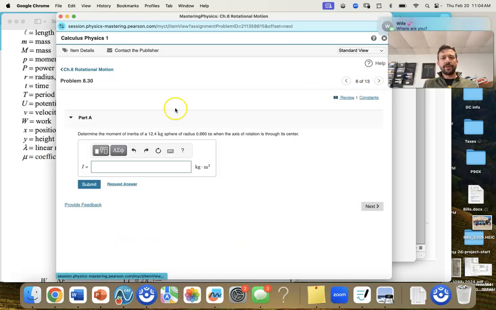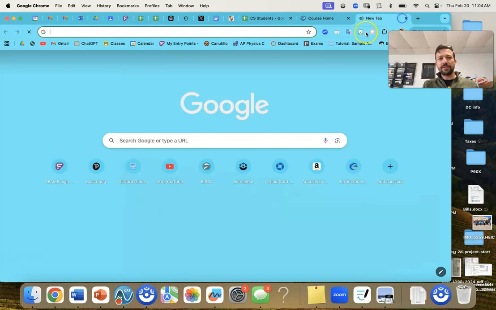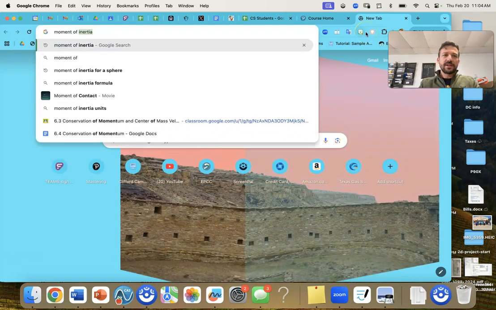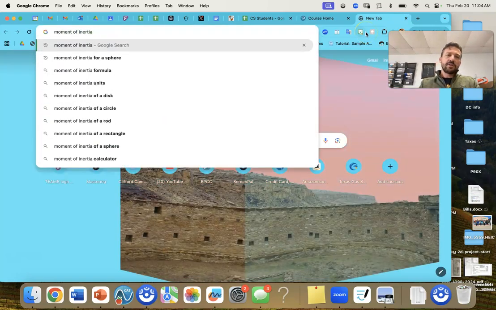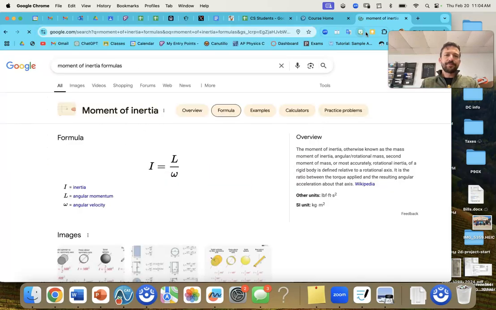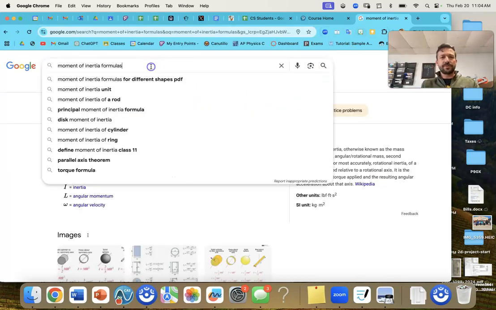To the next one. Determine the moment of inertia of a 12.4 kg sphere of radius 0.66 meters when the axis of rotation is through its center. So remember, moment of inertia has a ton of formulas. A ton. You would have to look at them all. Moment of inertia formulas, and they're for different shapes.